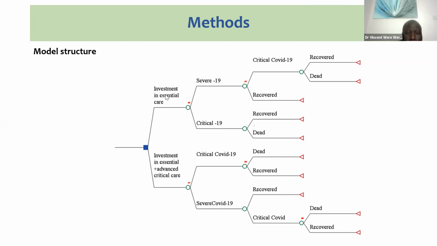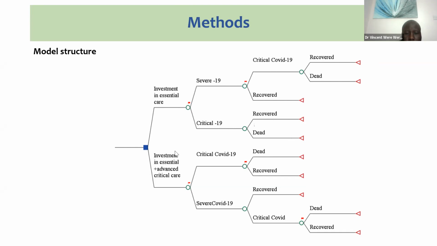There are many parts in this decision tree. Patients admitted with essential care will be either severe or critical. And patients who have severe COVID can easily progress to become critical, or they can recover. And if they become critical, they are likely to recover or they can die. Those are the outcomes that can happen. If a patient who requires critical care is admitted, they can either recover or they can die.